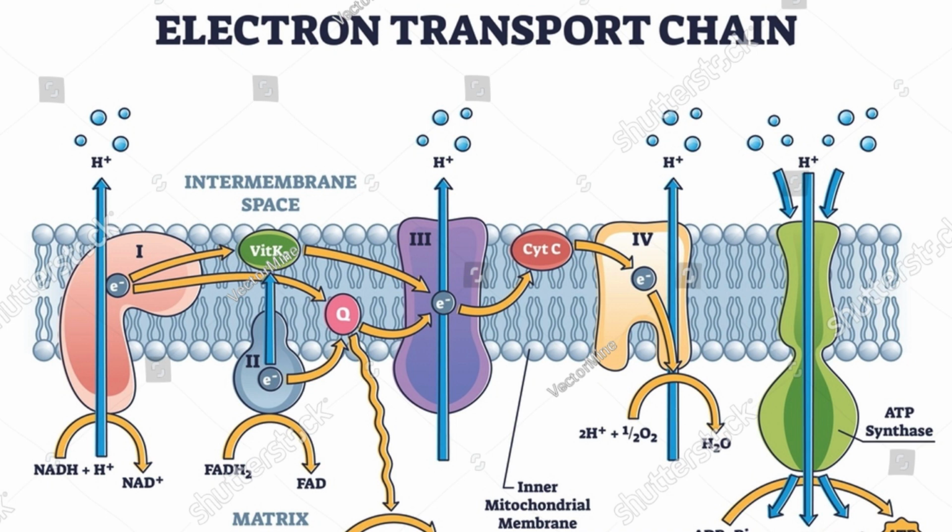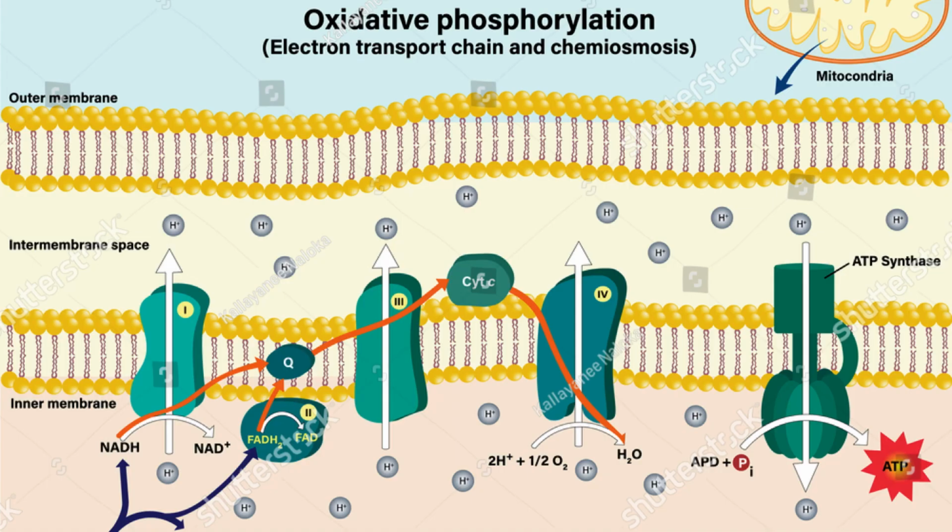Part 3. Oxidative phosphorylation and the electron transport chain. The NADH and FADH2 produced by the Krebs cycle are then used to generate more ADP by oxidative phosphorylation. This process occurs in the inner membrane of the mitochondria, where a series of protein complexes, called the electron transport chain, transfer electrons from NADH and FADH2 to oxygen, forming water.